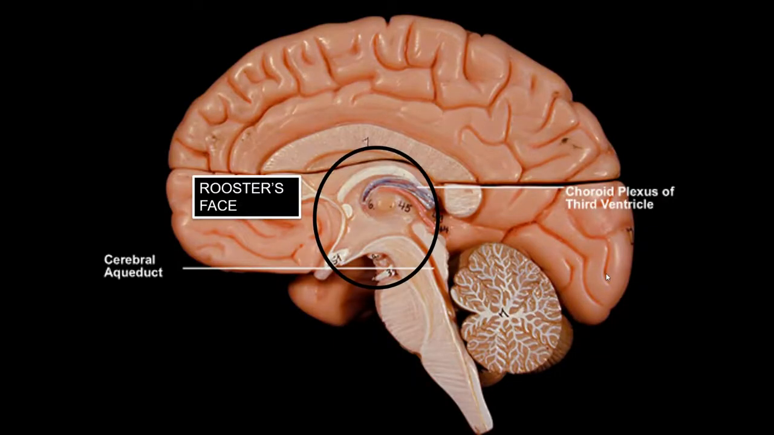Before we start talking about the brain specifically, we need to be able to orient ourselves. And one of the easiest ways to do this is to look for a rooster's face. So if you look in here, you should be able to see a rooster's face. You can see his eye, that's right at number 6 here. You can see its beak, its comb, its neck, its crop, its shoulder. There's a rooster's face in there.